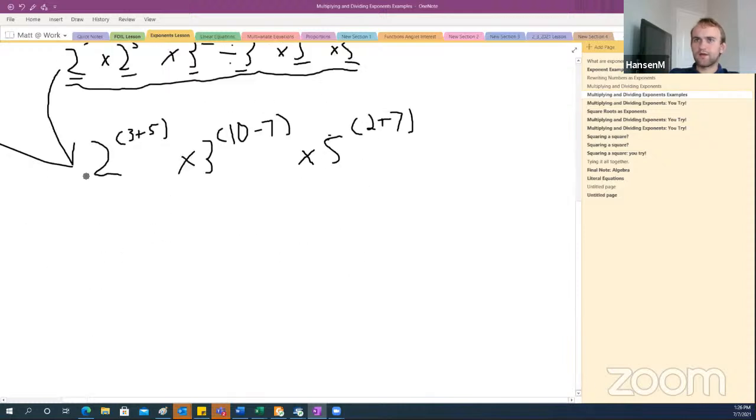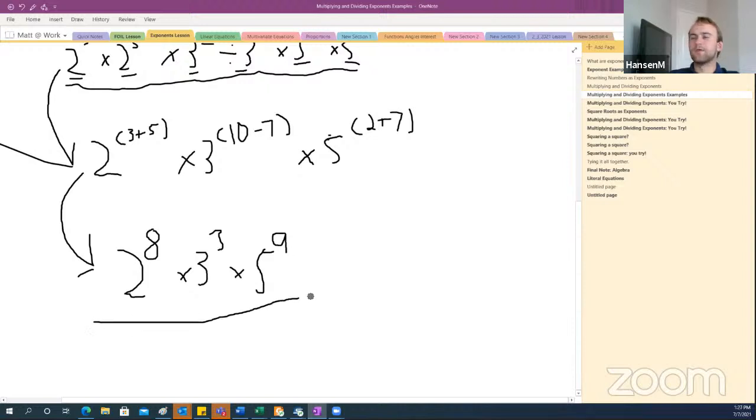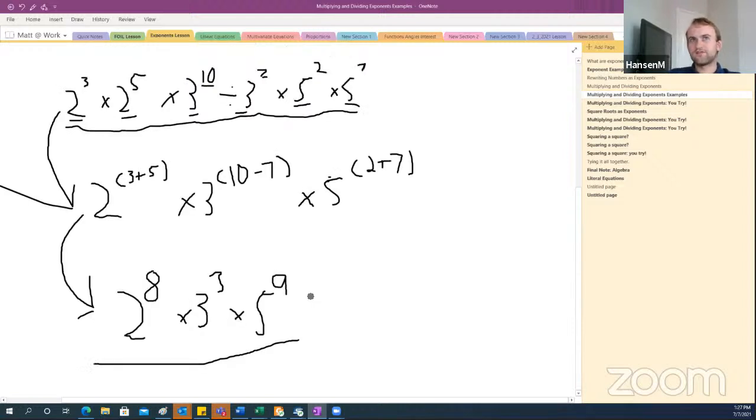The resultant here is going to be 2 to the 8 times 3 to the 3rd times 5 to the 9th. So while these are still kind of ugly big numbers if you work them out, at the very least, it's easier to punch something like this into your calculator and solve it out than to work through this long stream of individual terms.